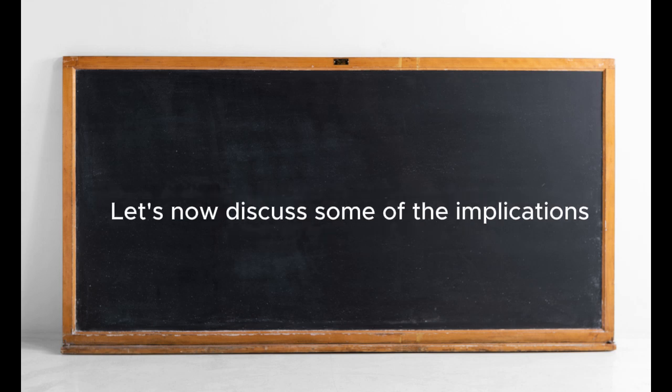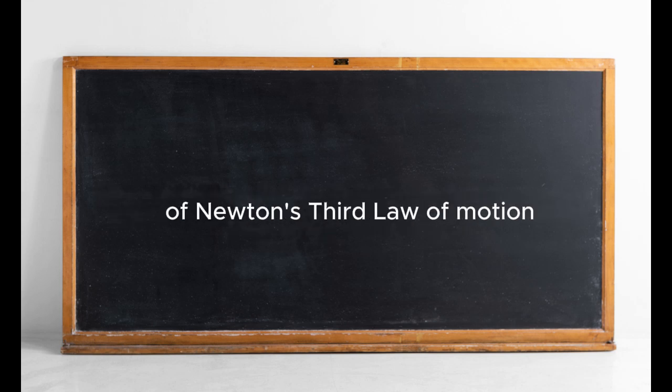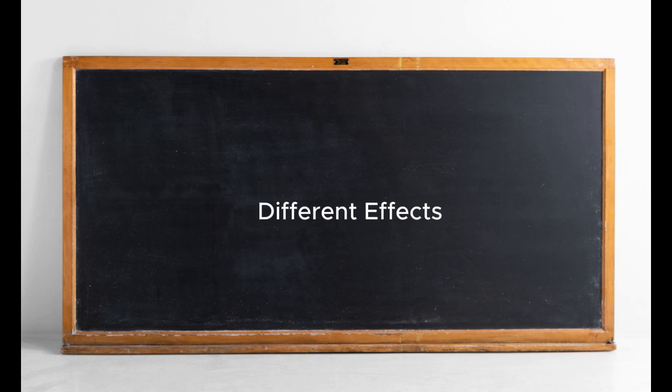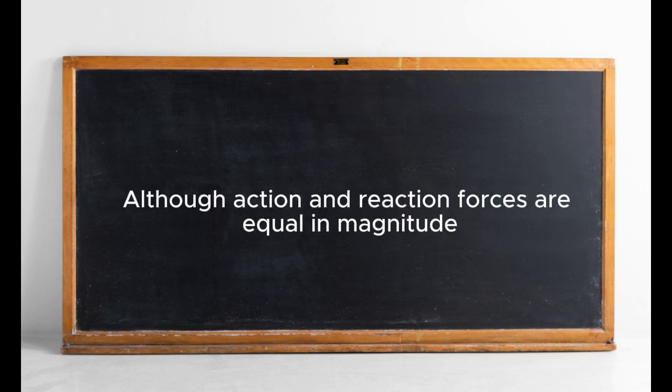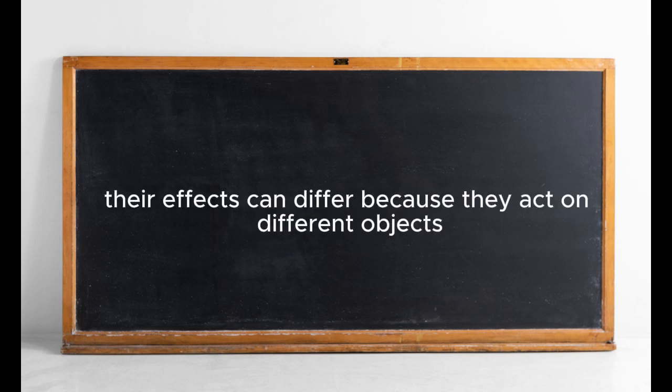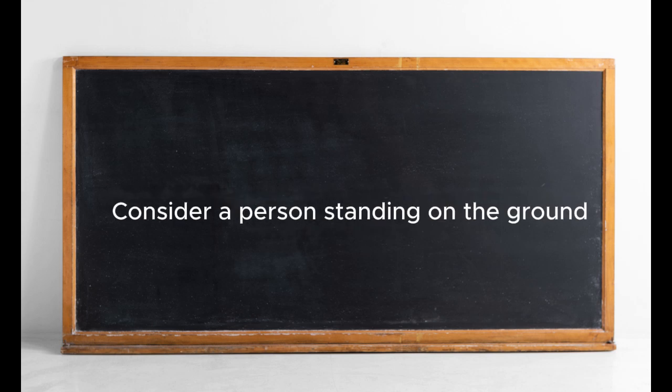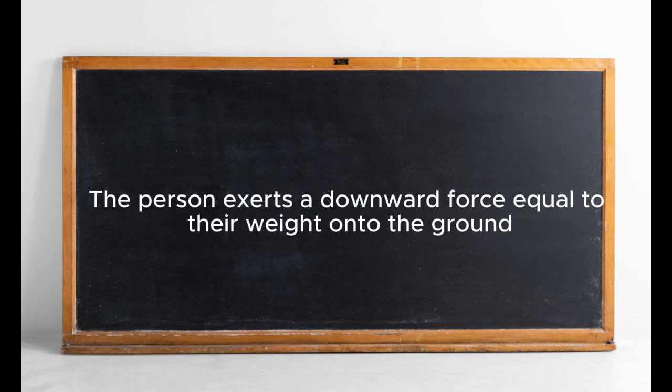Let's now discuss some of the implications of Newton's third law of motion. 1. Equal forces, different effects. Although action and reaction forces are equal in magnitude, their effects can differ because they act on different objects. Consider a person standing on the ground. The person exerts a downward force, equal to their weight, onto the ground.